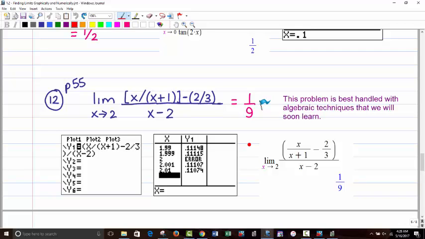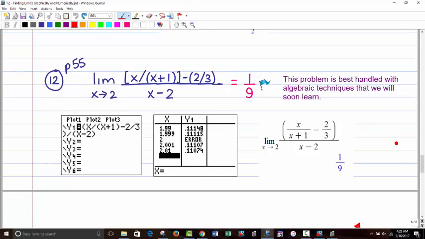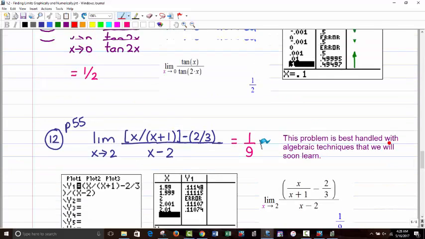Like if you had a limit that equaled 11/16, you'd never be able to tell that from just using a table of values. So yeah, the table's neat. It's useful for certain situations, but it's just one way to do it, and graphically. So we've been looking at both of these from looking at the graphs.